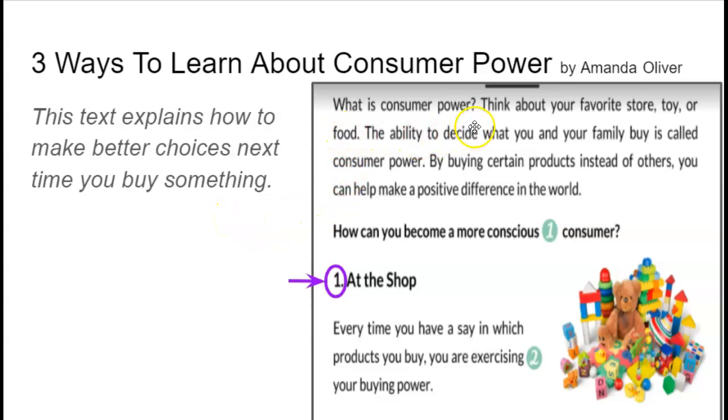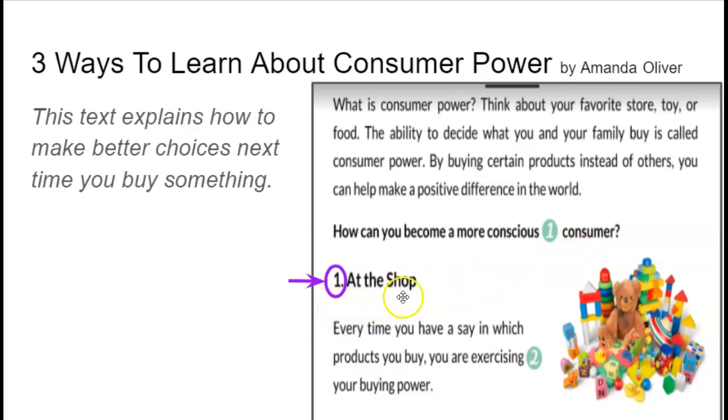What is consumer power? Think about your favorite store, toy, or food. The ability to decide what you and your family buy is called consumer power. By buying certain products instead of others, you can help make a positive difference in the world. How can you become a more conscious consumer? Remember that word consumer means user.